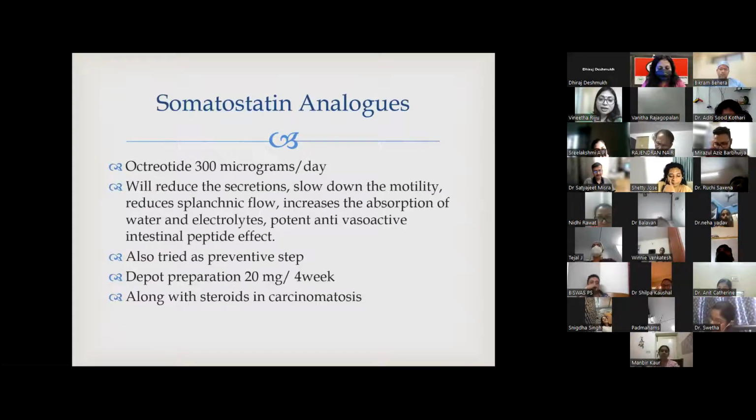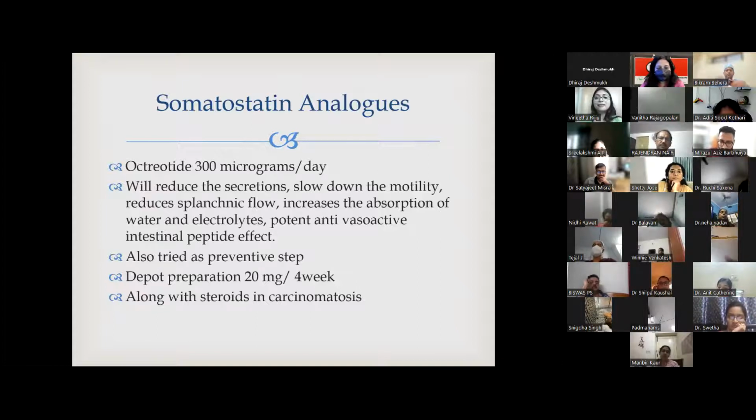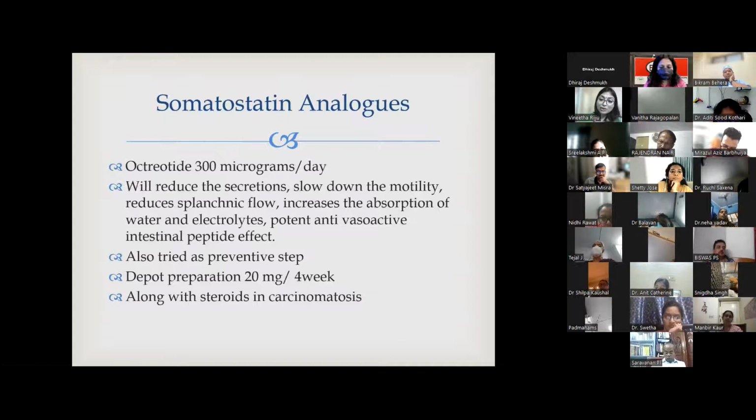Somatostatin analogs, yes, octreotide 300 micrograms per day. You can give it in divided doses, 100 microgram 8 hourly. It will help to reduce the secretion, slow down the motility, reduce the splanchnic flow, and increase the absorption of water and electrolytes, and it is also a potent anti-vasoactive intestinal peptide effect. And it is also given as a preventive step. Depot preparations are also available, and it is given along with steroids in carcinomatosis.